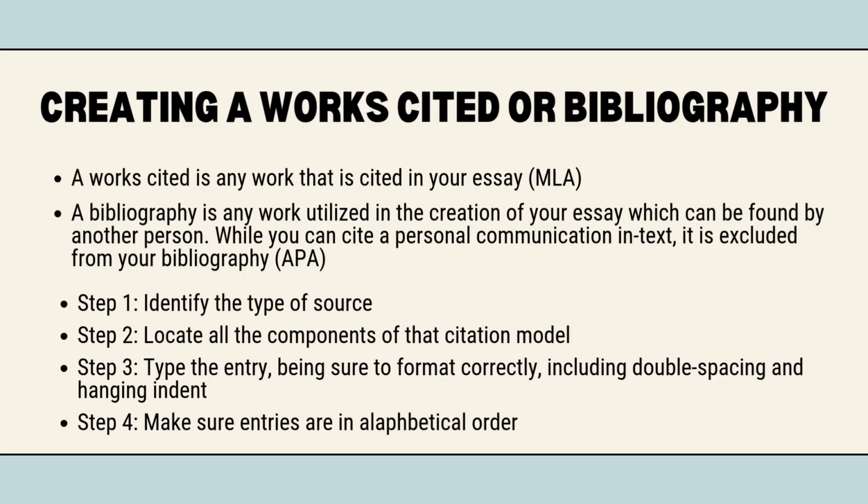So the first step is to identify the type of source. Is it a book? Is it an article? Is it a video? The second step is to locate all the components for the citation model, and we will go over how to do that later on. Step 3 is to type the entry. Make sure things are formatted correctly, including double spacing and hanging indents. Lastly, make sure that your entries are in alphabetical order.